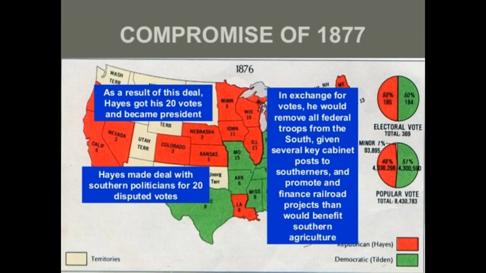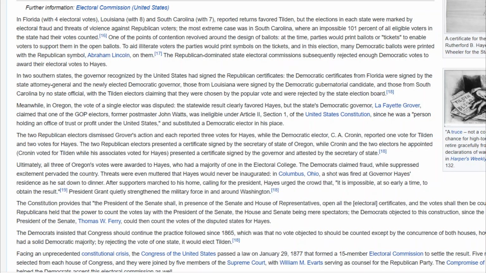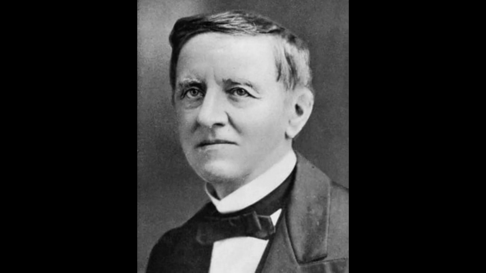And continuing on 1876, the Democrats insisted that Congress should continue the practice followed since 1865, which was that no vote objected to should be counted except by the concurrence of both houses. However, the House had a solid Democratic majority. By rejecting the vote of one state, it would elect Tilden.